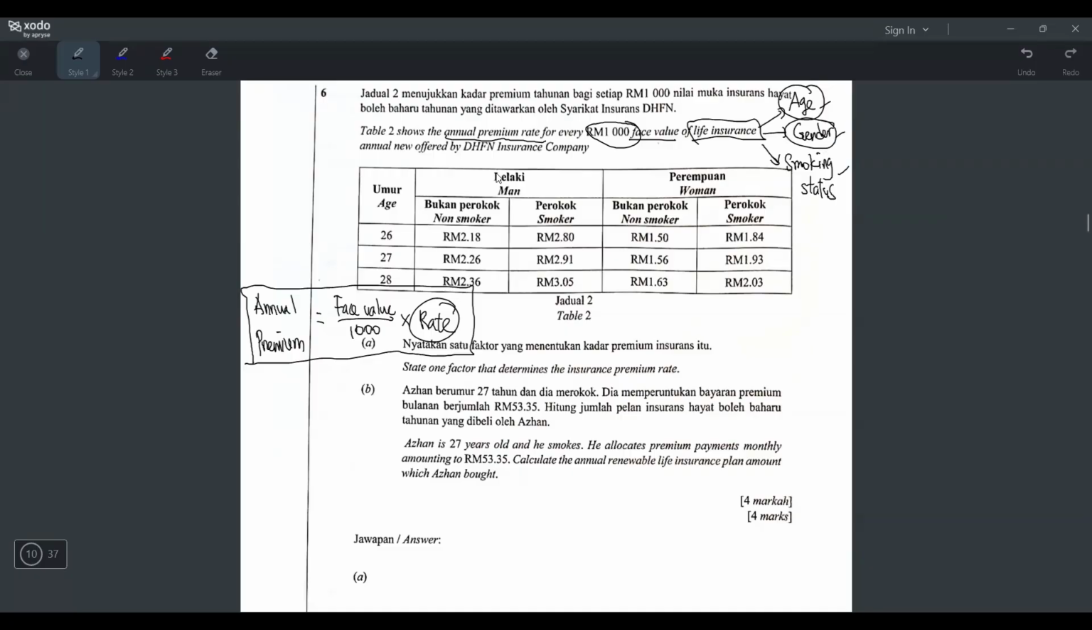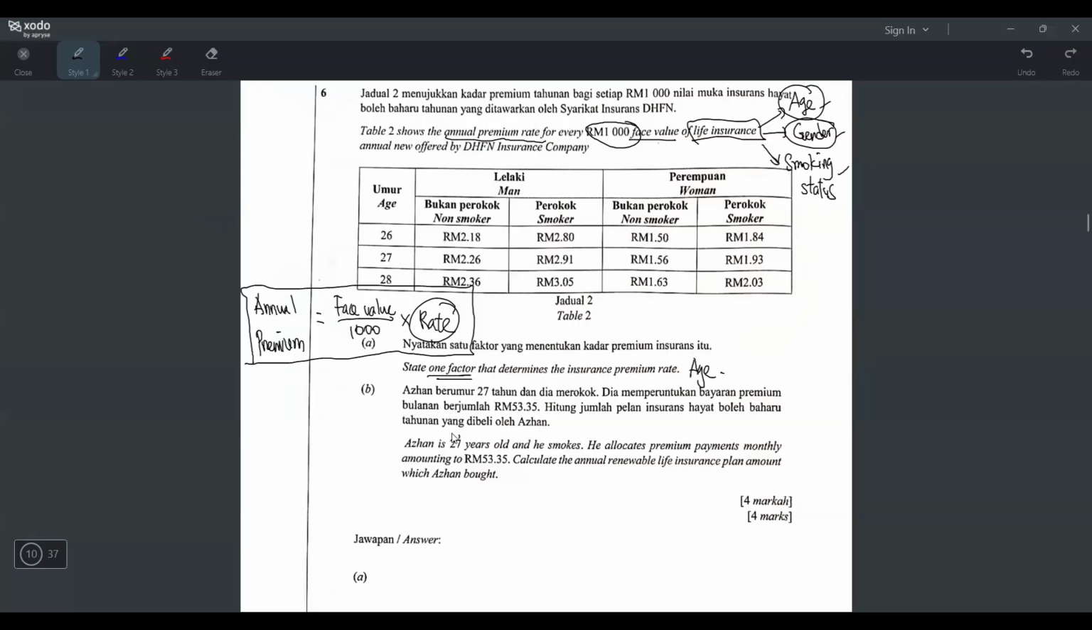Gender also would affect, when it's male or female, right? And then smoking status. If you're a smoker, then the rate will be higher, obviously, because a smoker will have a higher risk. But a non-smoker will have lower risk, so the rate is lower. But they only ask for one factor, so I'm just going to write age. So that's your A answer. Okay, now let's do B.